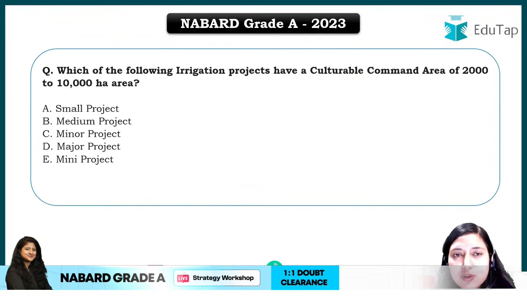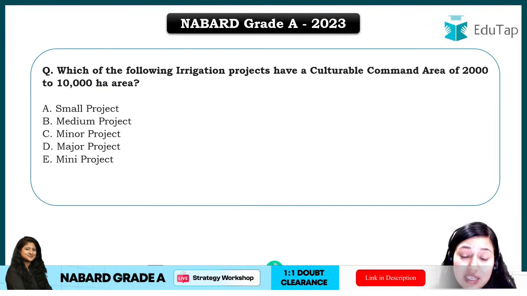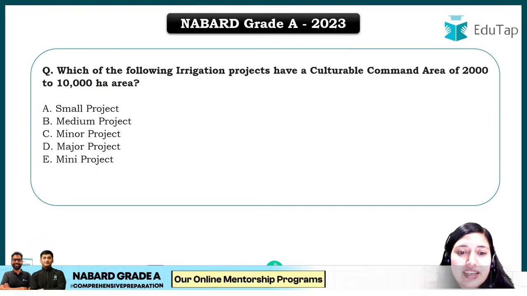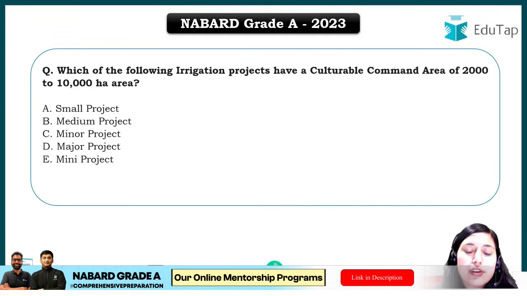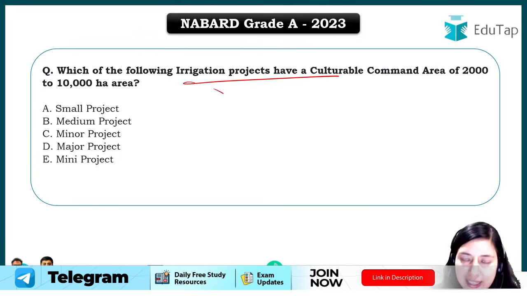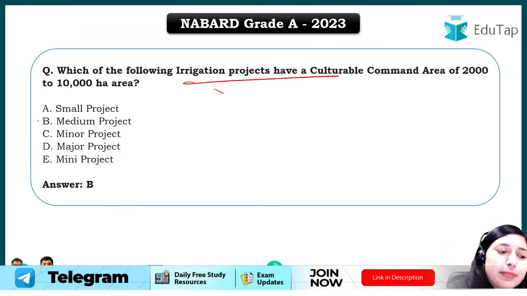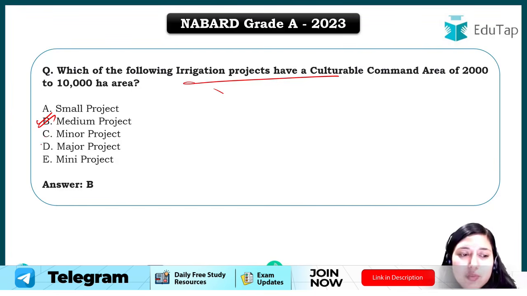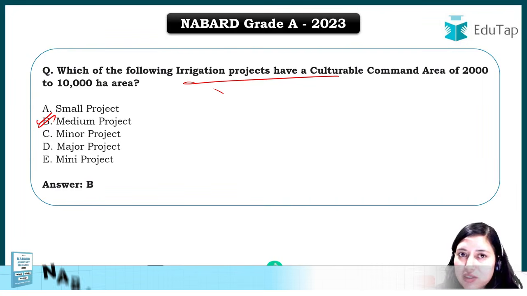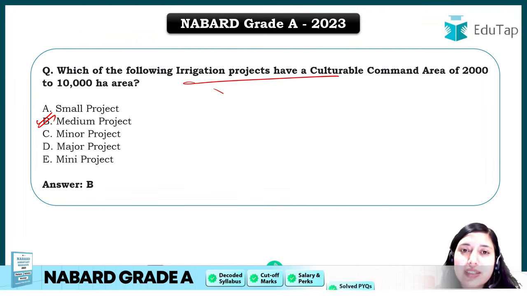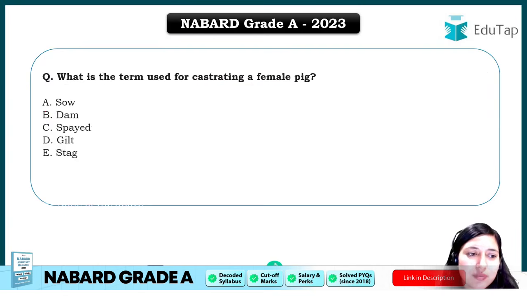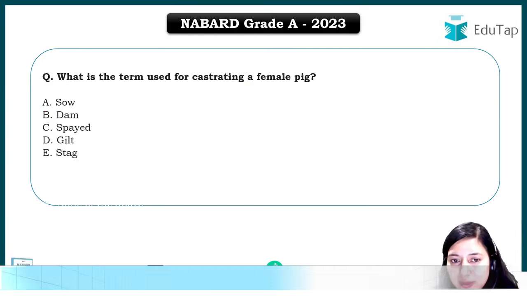Now, a very easy question again from irrigation project. So your water and irrigation chapter must be important for your examination, and there you have to learn about irrigation projects. So which of the following irrigation projects has cultural command area of 2000 to 10,000 hectare? So the answer will be medium project, right? If I talk about major project, in major project cultural command area will be more than 10,000 hectare. For minor project it will be less than 2,000 hectare, while medium has 2,000 to 10,000 hectare. Clear? Very easy question.